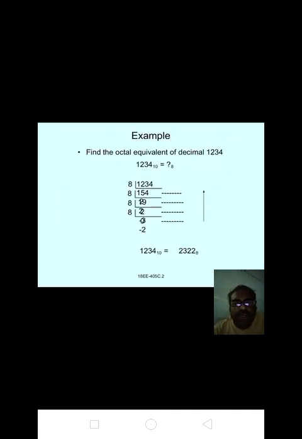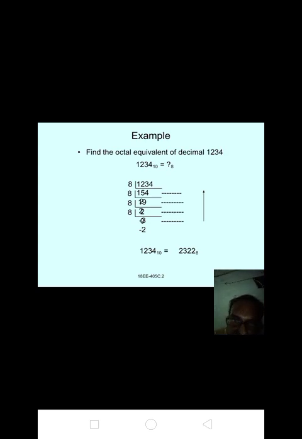Find the octal equivalent of decimal 1234. See here, 1234 is a decimal number. So its base is 10 and we want to convert into base 8, that is the octal equivalent. 8 into 1234: here the quotient is 154 and remainder is 2. And for 154 it is 19 quotient and remainder is 2.